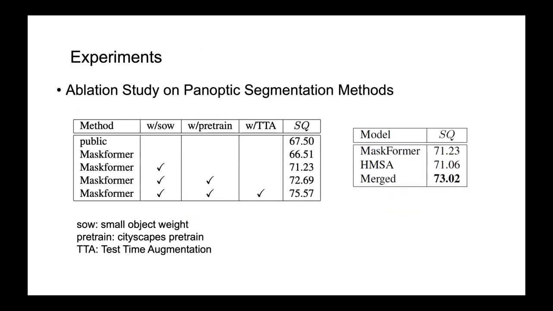Here we offer ablation studies on panoptic segmentation methods. We compared our method with the public baseline, Deeplab panoptic, and our optimization strategies based on MaskFormer, such as small target weights, pre-trained models, and test time augmentation strategies. We combine these tricks to get a higher SQ score. The table on the right shows a comparison of the merged results.